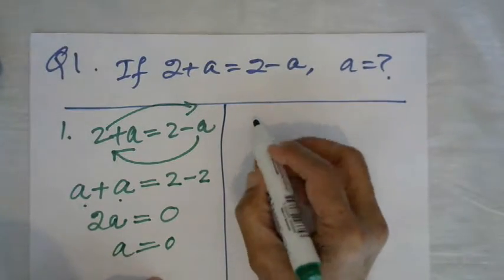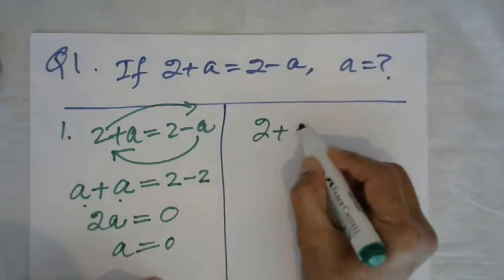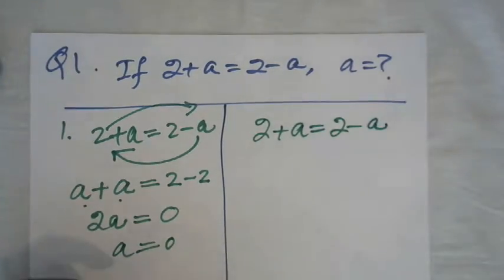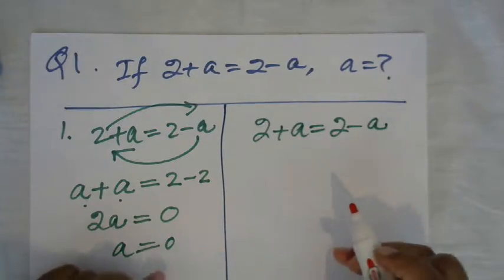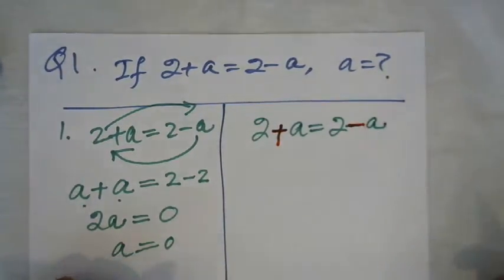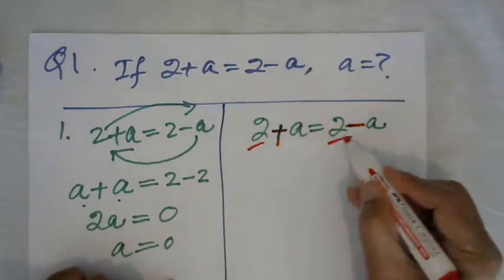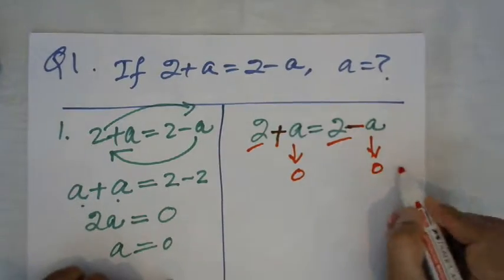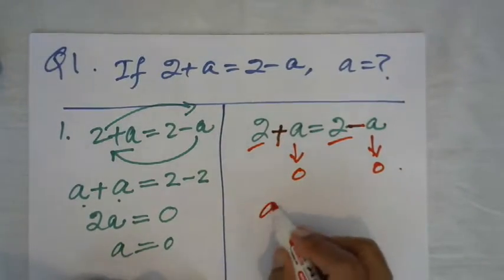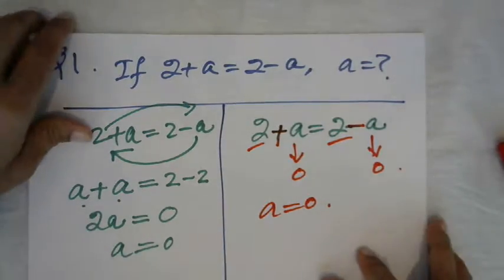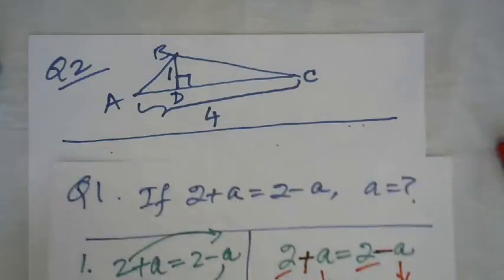Alternatively, if you have 2 plus a is equal to 2 minus a, I'm sure you know that there is only one number in the world which when added or subtracted gives you the same result, and that number is 0. So the answer is a is equal to 0. This was question number 1.